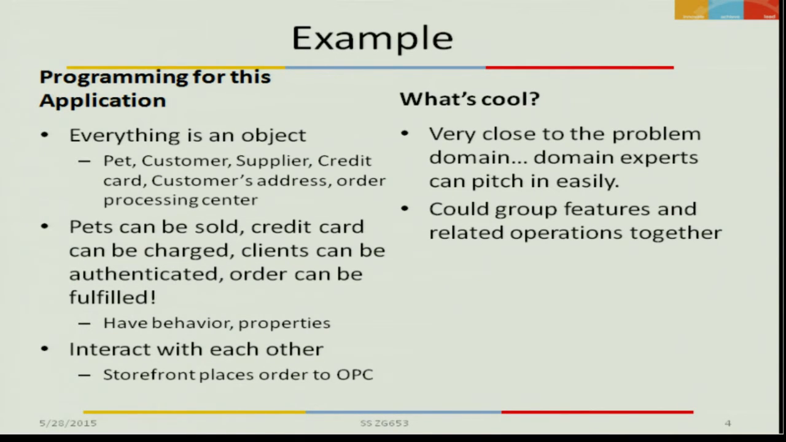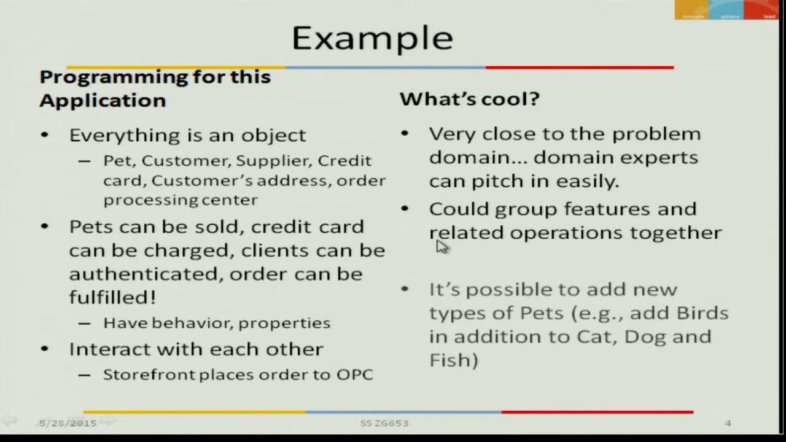And one could group features and related operations together so that things are all modular. It is possible to add new types of pets, for example, adding birds in addition to cat, dog, and fish. That's possible if one can do a good object-oriented design.